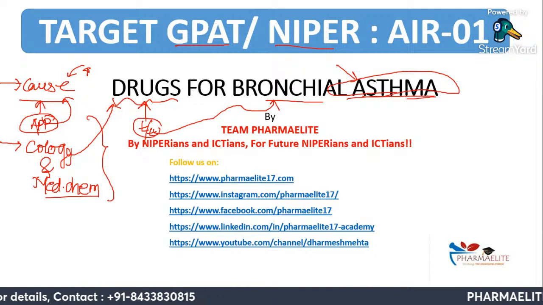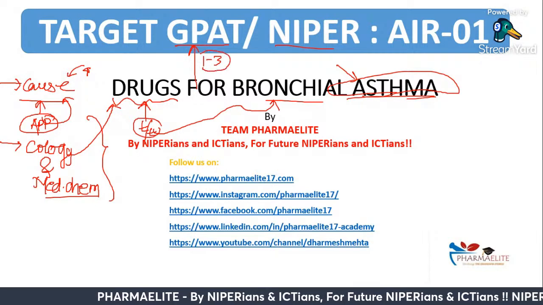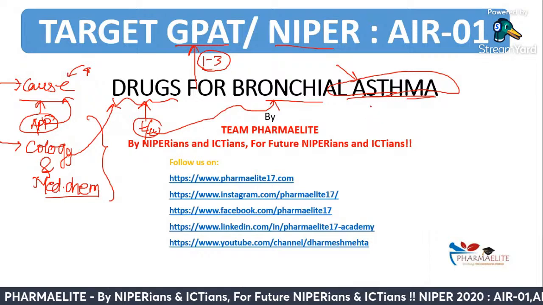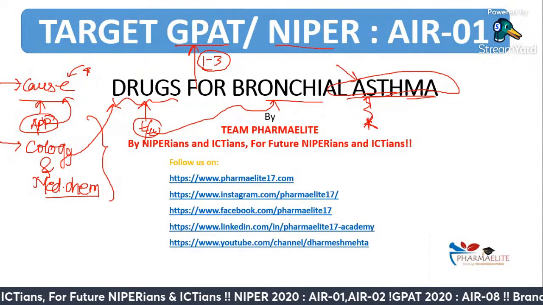and its medicinal chemistry point of view. For your information, you can expect at least one question, maximum three questions, in entrances like GPAT, NIPER, ICT, BITS, Manipal from the chapter of asthma. Every third year, second year, there are always questions from the chapter of asthma.